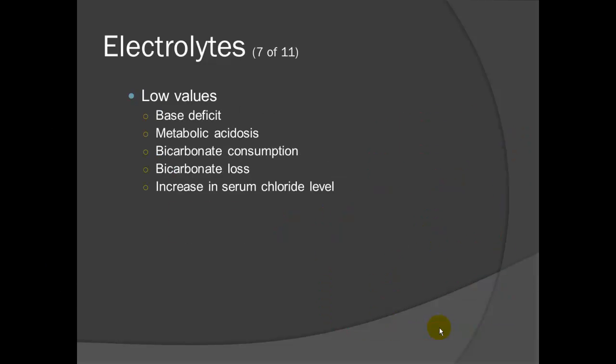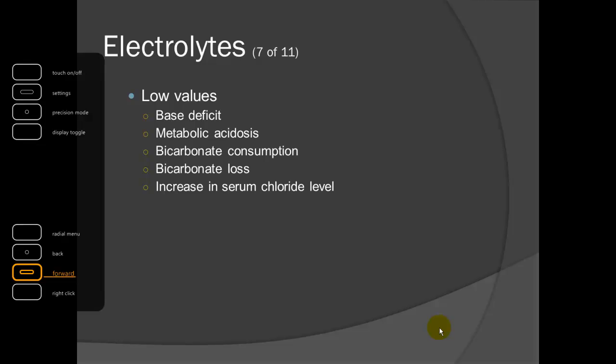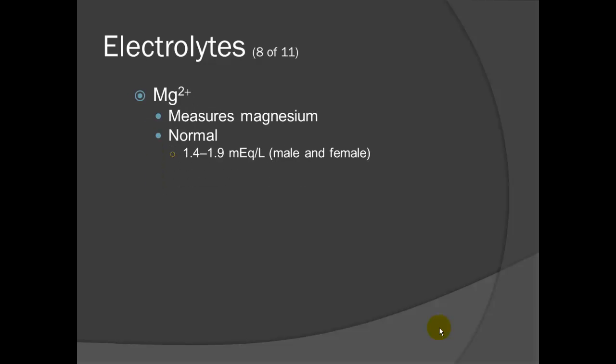Low values: base deficit, don't have enough base. Metabolic acidosis, the acidosis itself has used up too much of the base. Bicarbonate consumption, bicarbonate loss, increase in serum chloride levels. Magnesium, measurement of magnesium. Number one thing that I can think of with low magnesium levels is polymorphic VTAC. The normal on this should be 1.4 to 1.9 milliequivalents per liter in male and female.